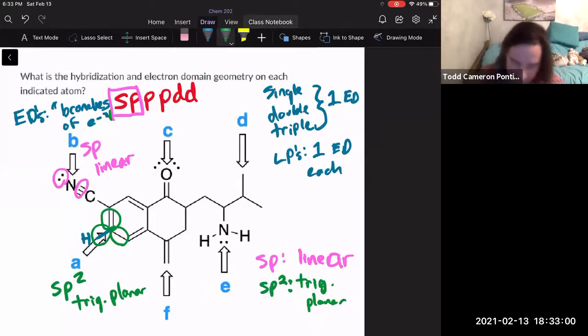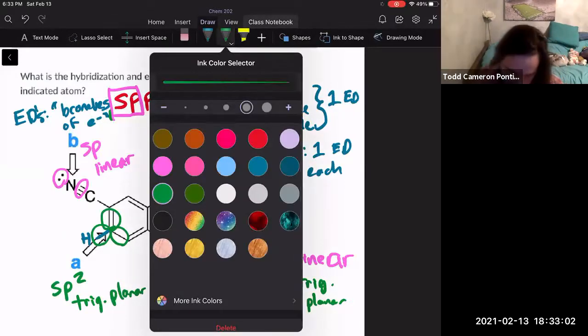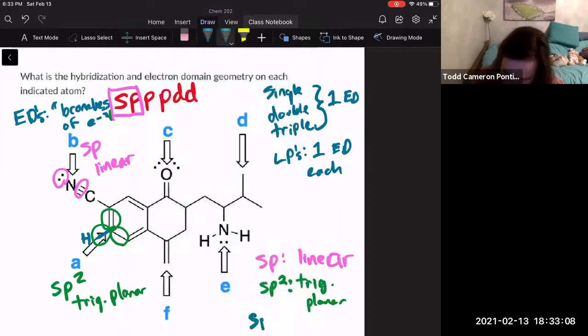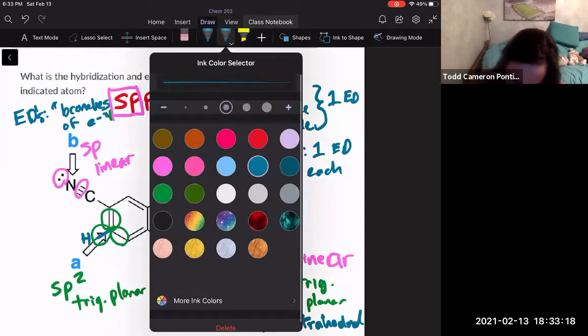The other one that we want to be familiar with is if you have not one, not two, not three, but four electron domains, we're looking at sp3 hybridized, and that is going to be tetrahedral. Tetrahedral geometry. Okay. So now I'm just going to go through and do all of these.